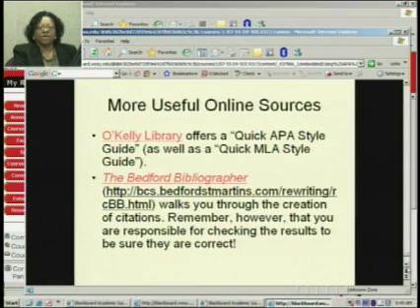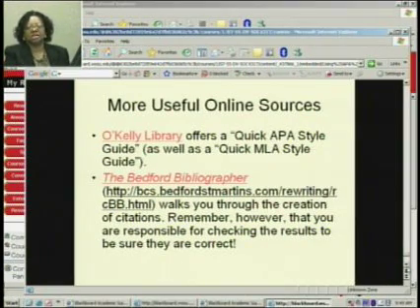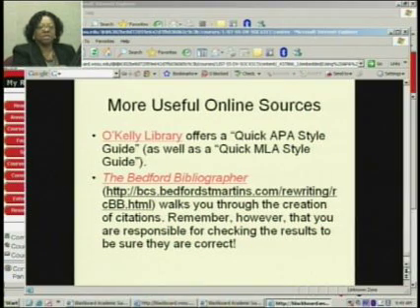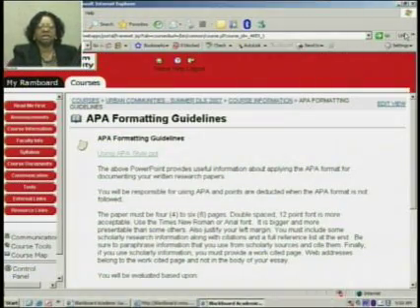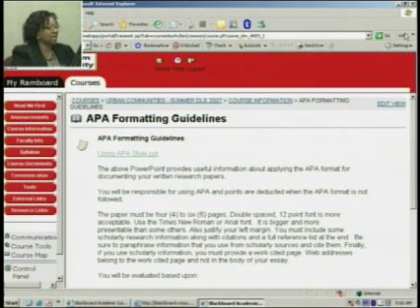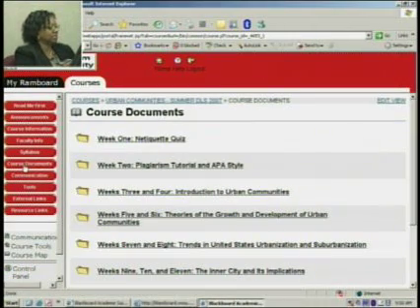Look out for the articles that you'll be reading in the social sciences and determine which style is being used in the articles. You can find references in the O'Kelly Library. There's a quick style, APA style guide. You can use the Bedford Bibliographer, and many of you who have had freshman composition or English composition here will have access to the password you used in that class. And there are other references, and there are references at the end of each of the assignments in the course documents that will link you directly to an APA style guide.